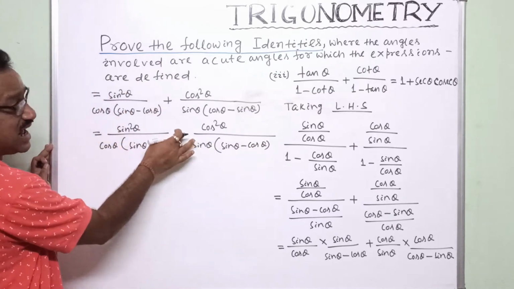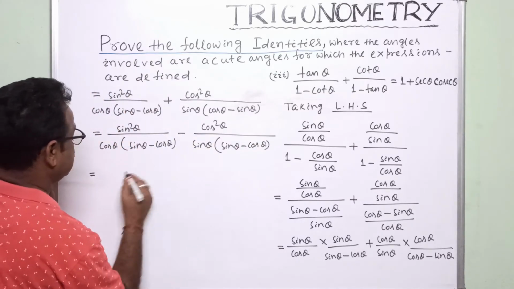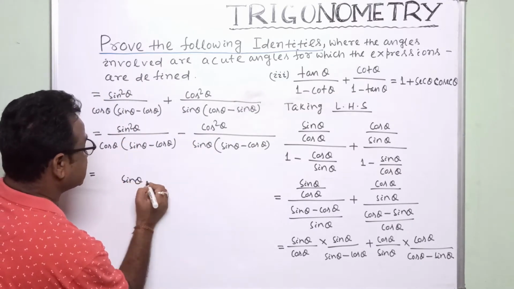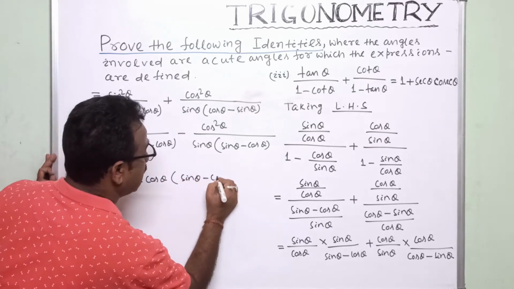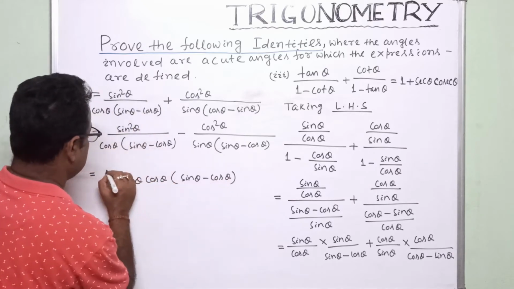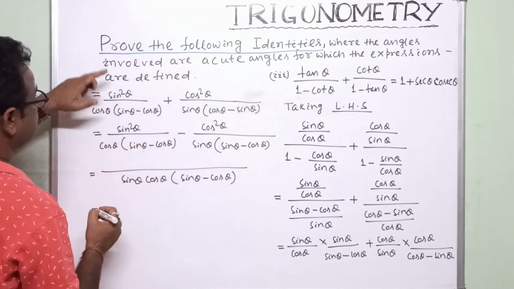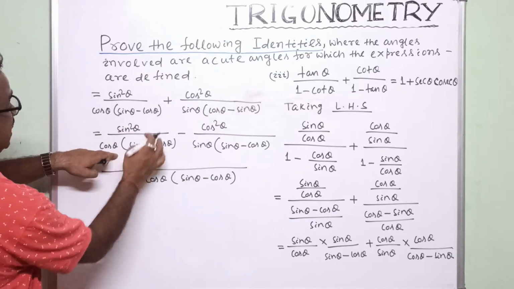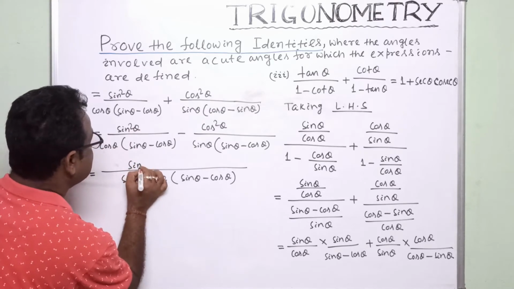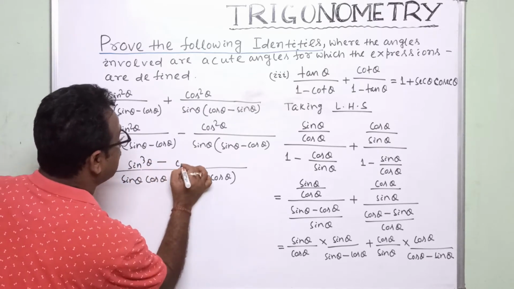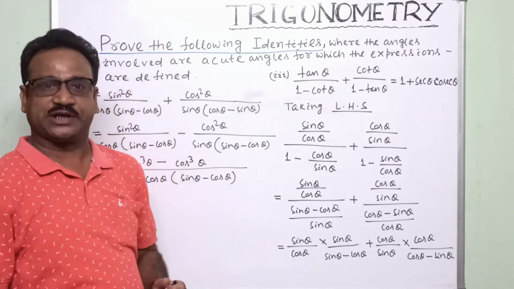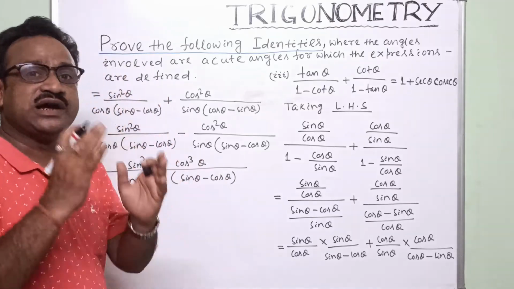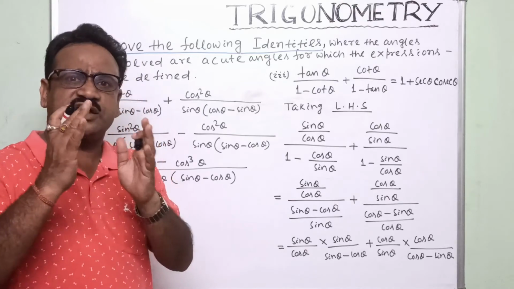Change the sign. That is equal to your LCM, sin theta cos theta into sin theta minus cos theta. Okay, now we'll get sin cube theta minus cos cube theta. Now a cube minus b cube is equal to (a minus b) into (a square plus ab plus b square).